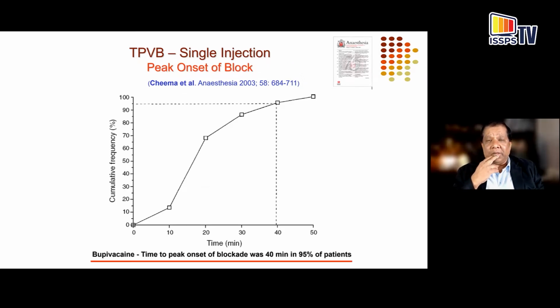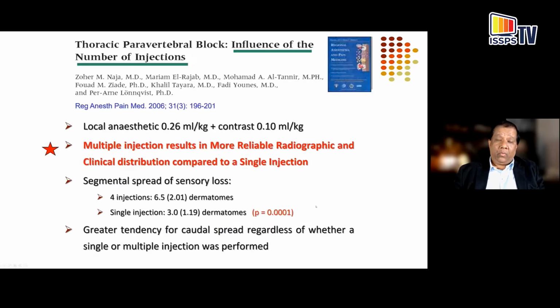Also, the onset of sensory motor blockade after a single injection is very slow. You can see peak onsets take about 40 minutes. So what about multiple injections? Multiple injections produce more reliable radiological and clinical spread of sensory motor blockade. Therefore, when one wants a wide sensory motor blockade, it is common to use multi-level paravertebral injections. And when your objective is to produce surgical anesthesia, it is desirable to give multiple injections.